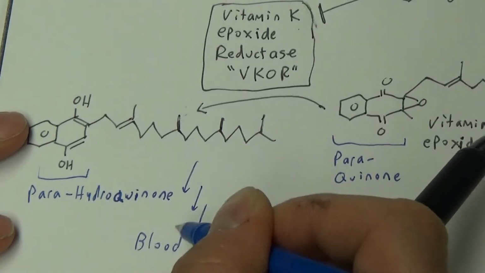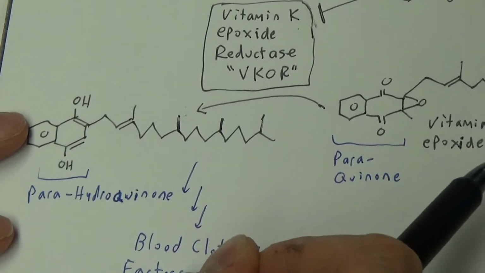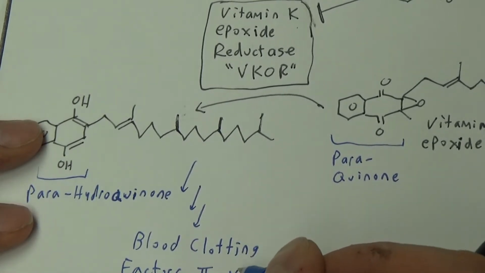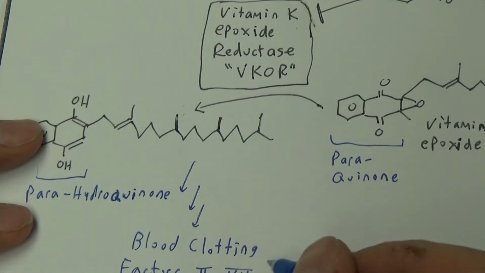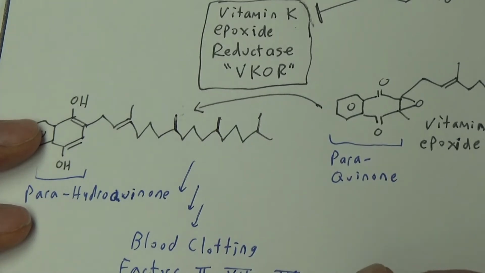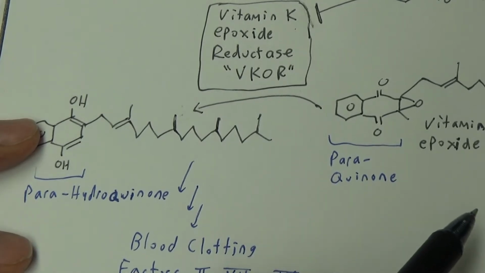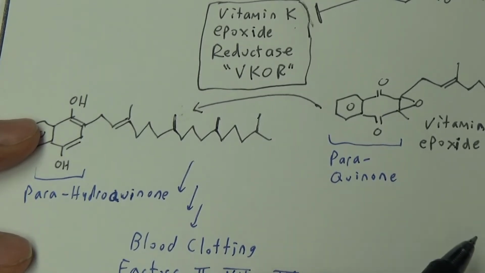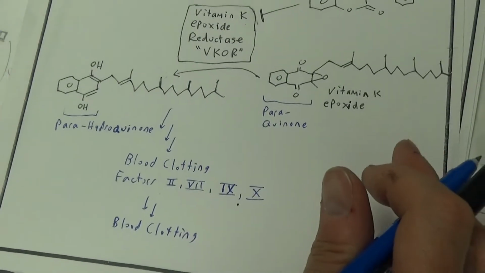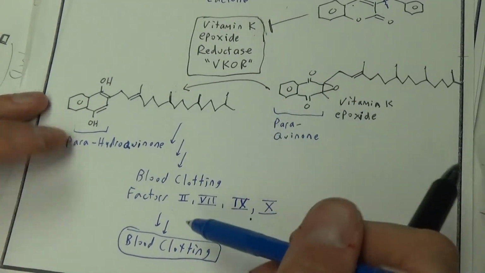Blood clotting factors, and there's a couple of them: 2, 7, 9, XI, and factor 10, which is a big one. And these are basically involved in the process of blood clotting. So essentially by inhibiting this enzyme, we shut down blood clotting through this process.